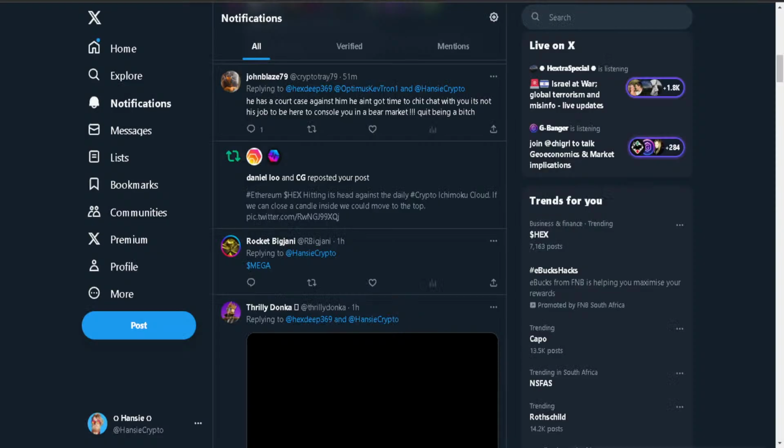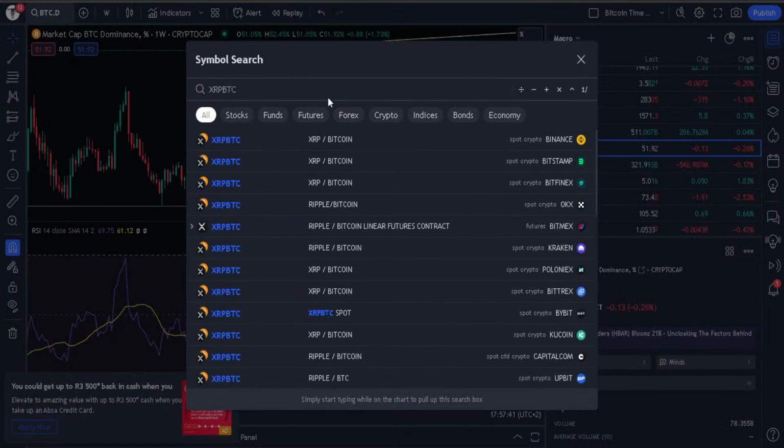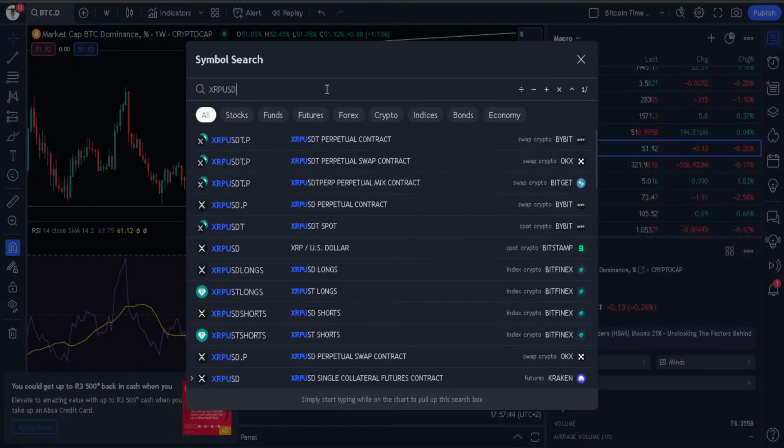Crypto Frontier wants us to look at XRP for him. Why not? Let's look at it versus USD.